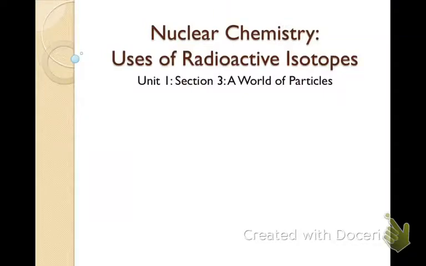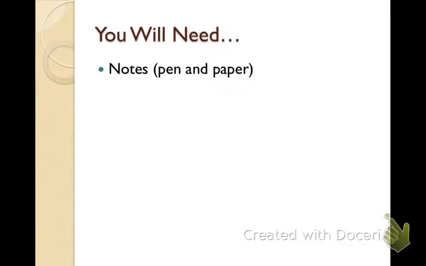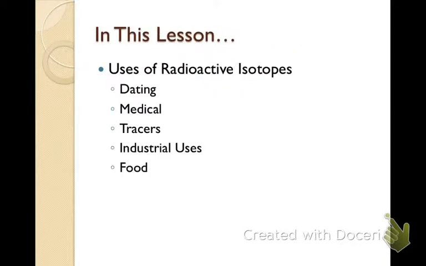Hi everyone, so here we're going to talk about the last part of nuclear chemistry, which is the uses of radioactive isotopes and why they're so important in everyday life. So you'll need your notes for this, and this is pretty much memorization. We're going to talk about uses of radioactive isotopes in dating and medical uses, as tracers, industrial, and in food.